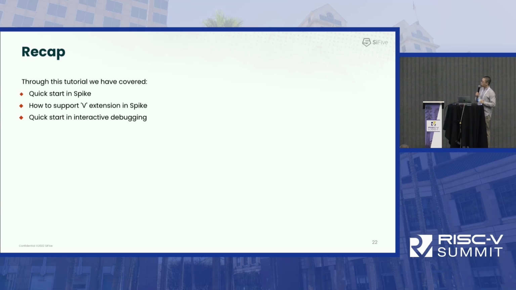Let's have a quick recap on today's tutorial. Today, we went through the overview of Spike. Then we covered the parts of code that would be needed when we are extending the V extension onto Spike. And lastly, we briefly covered how to extend interactive debugging in Spike. Okay, and that's the end of today's presentation.